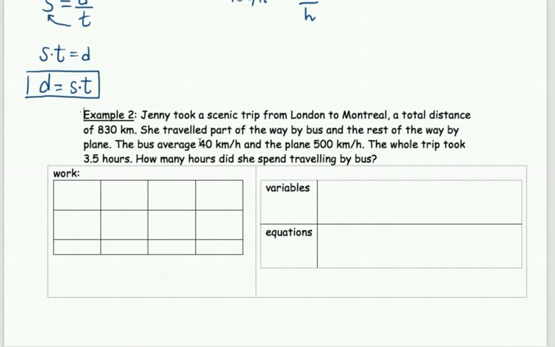The bus averaged a speed of 40 kilometers an hour. So again, kilometers per hour. So you're seeing the units, so that's how you know it's speed. The plane went at 500 kilometers an hour, okay, average. So the whole trip took 3.5 hours. How many hours did she spend traveling by bus?